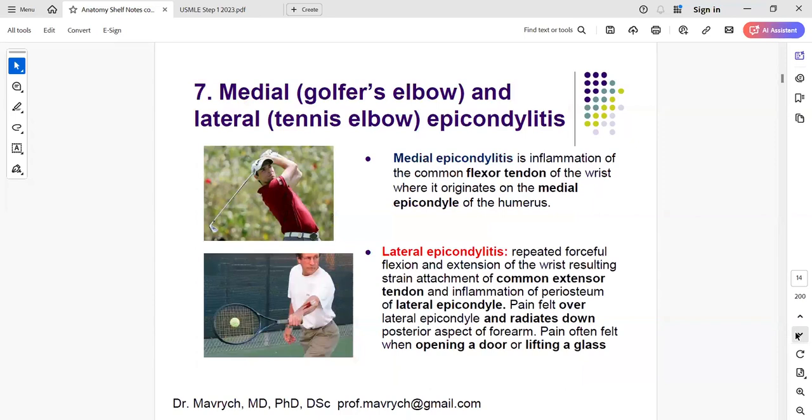Okay, golfer's and tennis elbow. So how I remember this was GM, good morning. So golfer's for medial, and then LT, lateral for tennis. And then you guys know the drill, right? You guys know what happens in lateral, what happens in medial.